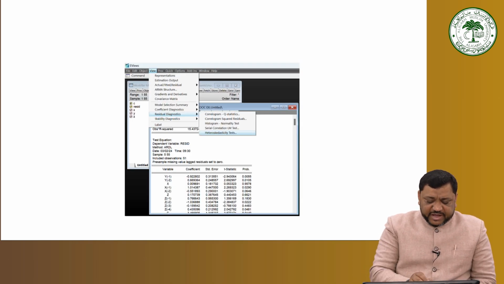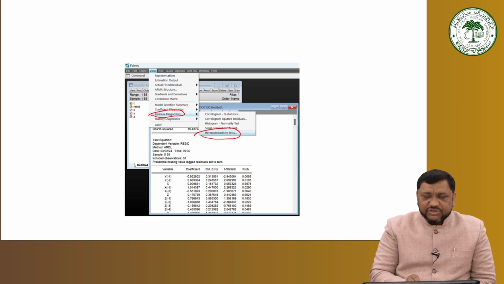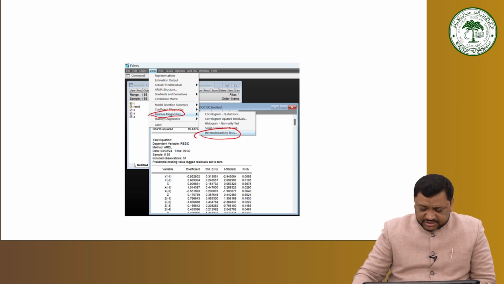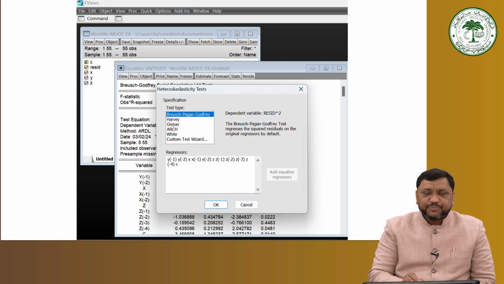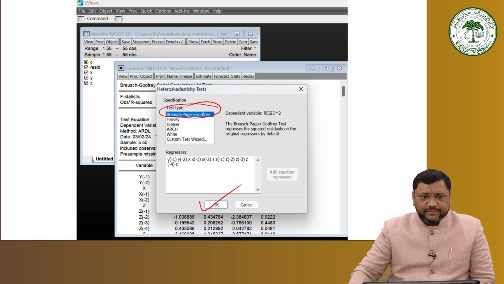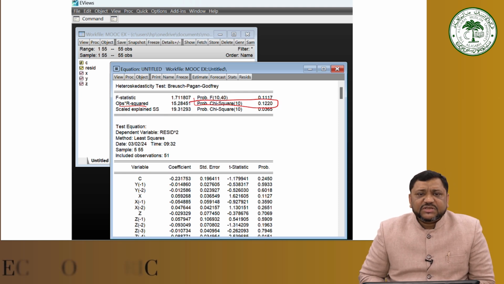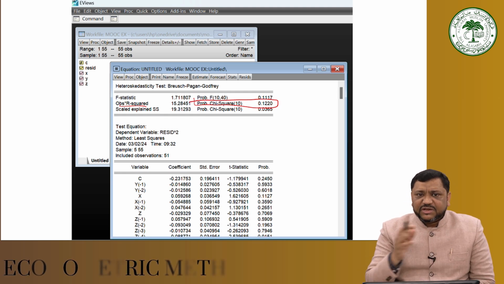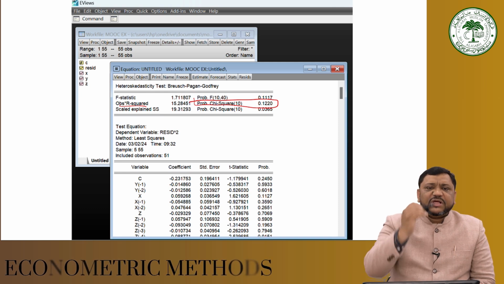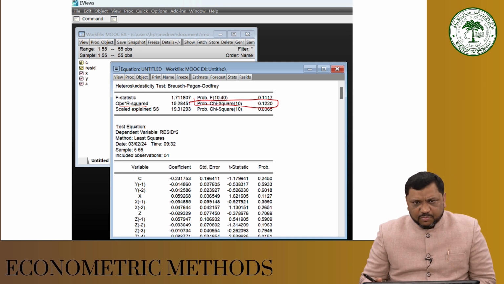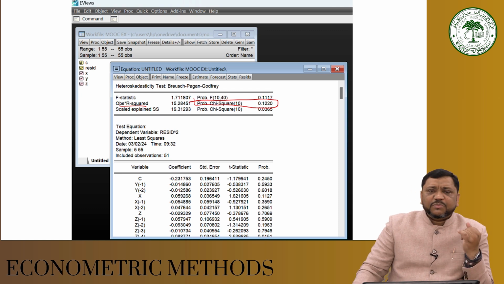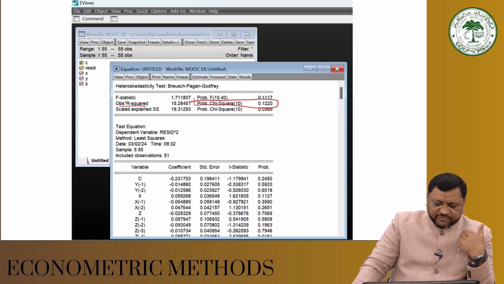Next, we can check for residual diagnostics again, for heteroscedasticity. In heteroscedasticity, we go for the Breusch-Pagan-Godfrey test. You click on OK. Now again, your observed R-squared, the probability. Here the null hypothesis is that the errors are homoscedastic, meaning there is no problem. My p-value is more than 0.05. It means there is no problem of heteroscedasticity. So two problems we have faced: one is the stability of the equation and the other is serial correlation.